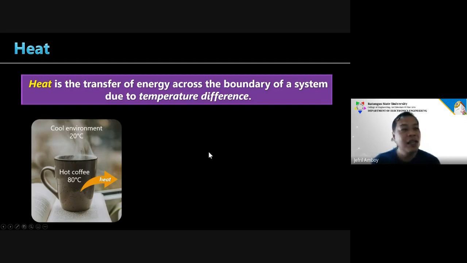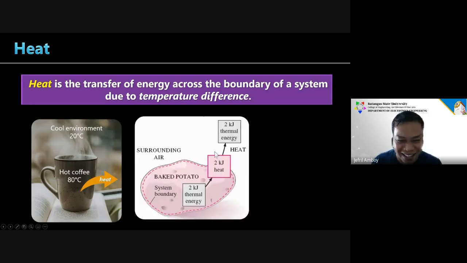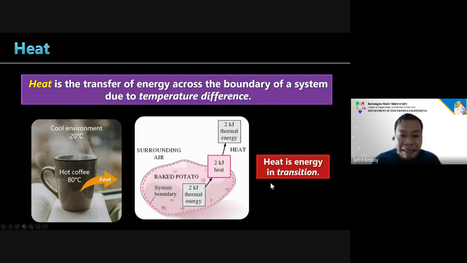Now, imagine Sarah, no? Si Sarah ay nagbabalat ng patatas. Ang patatas ay mainit. Dahil mainit ang patatas, ito ay may taglay na mataas na thermal energy. So this baked potato is hot and a portion of its thermal energy, no, will be transferred into its surroundings, no? So these 2 kilojoules of thermal energy, as it is being transferred out of the system into the surroundings, that is what we refer to as heat. And therefore, we can only conclude that heat is energy in transition.